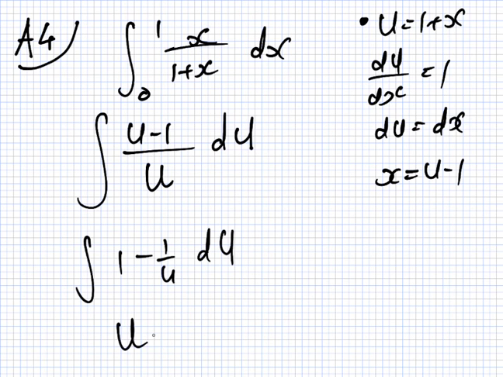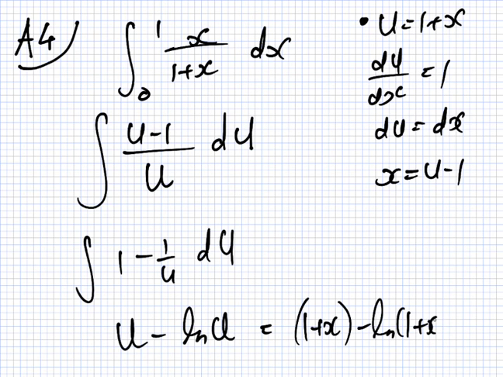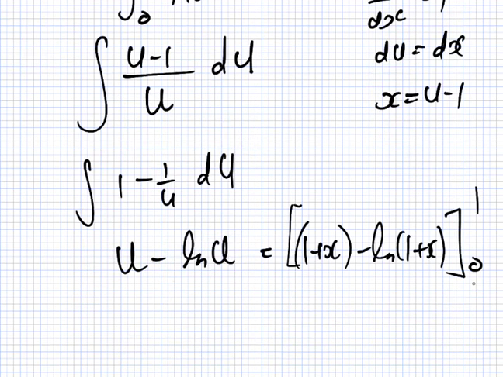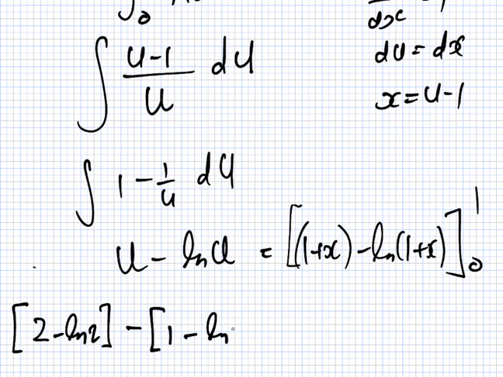And if I integrate, I get u minus log u, which is actually 1 plus x minus log 1 plus x. But we have to put in limits, 0 and 1. So if I put the 1 in first, I'll get 2 minus log 2, and if I put the 0 in next, I'll get 1 minus log 1, which is 0. So this will be 1 minus log 2. 0.346.